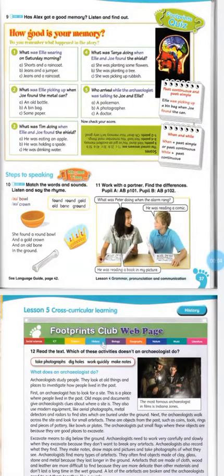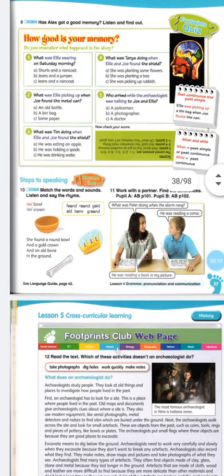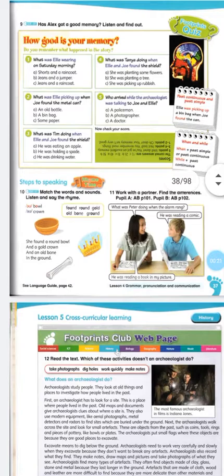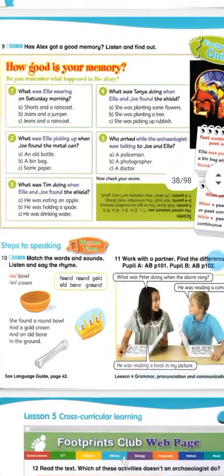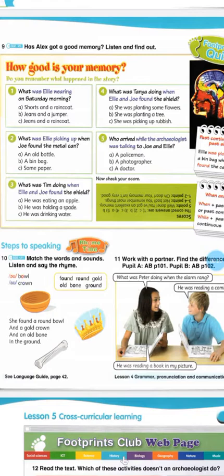Look at this activity. Has Alex got a good memory? How good is your memory? Do you remember what happened in the story? You do? Okay, let's see how good is your memory. Question number 1. What was Ellie wearing on Saturday morning?